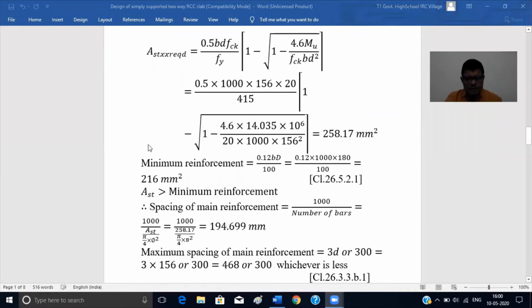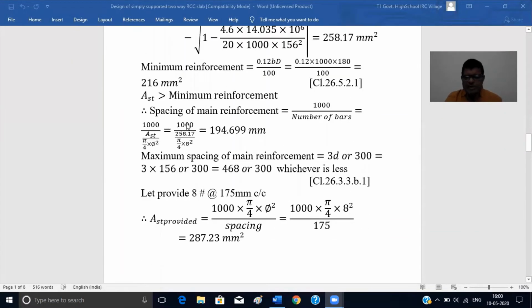Now check both. So what is the spacing of main reinforcement? Again, spacing means 1000 by number of bars. Number of bars means area of steel divided by area of a single bar. As we are using 8 mm bars, we are finding 194 millimeter. Now this spacing shall not be more than 3D or 300 millimeter as per clause number 26.3.3b1. You can check 3D or 300.